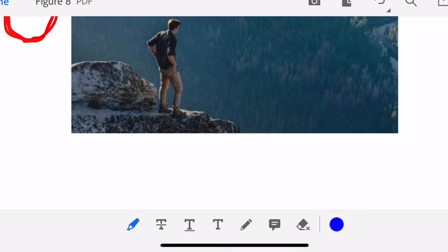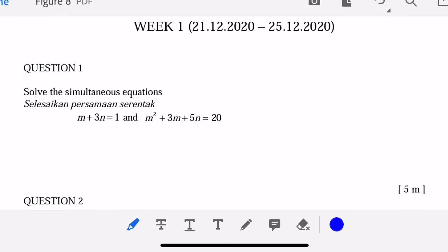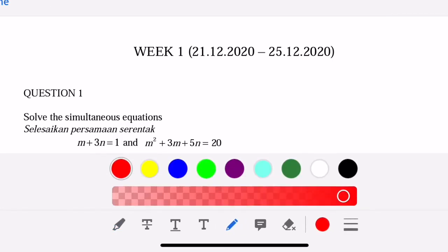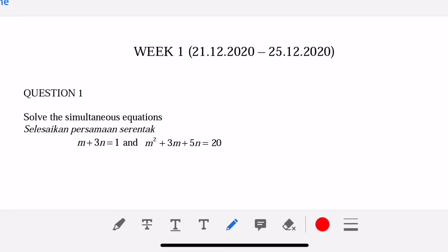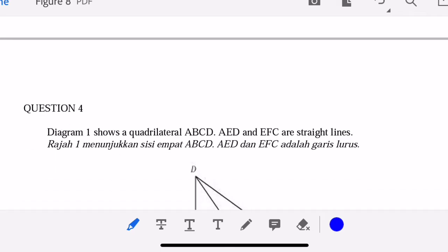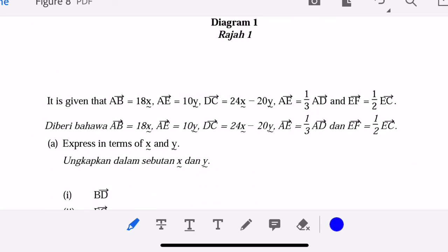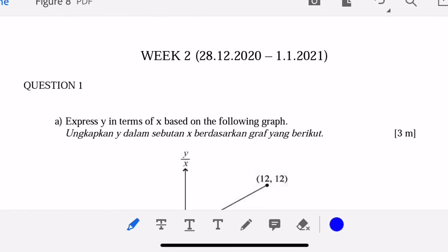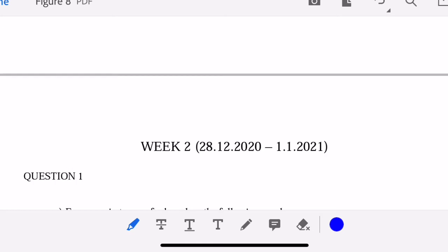Have you tried the simultaneous equation? We try to plan it out, because you have 1 week, right? Today is the 21st, so 21st to 25th. How many questions do you have? You have 1, 2, 3, and these 3 are simultaneous equation. Then 4 and 5 are vectors, so only 5 questions. Easy, right? One day you do 1 question.